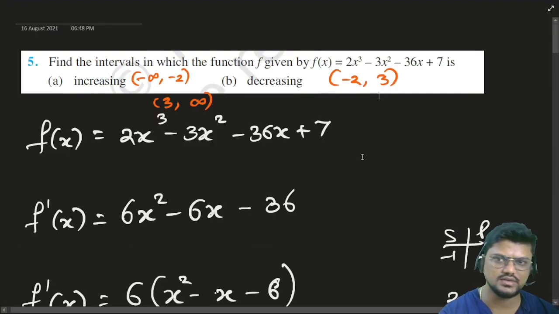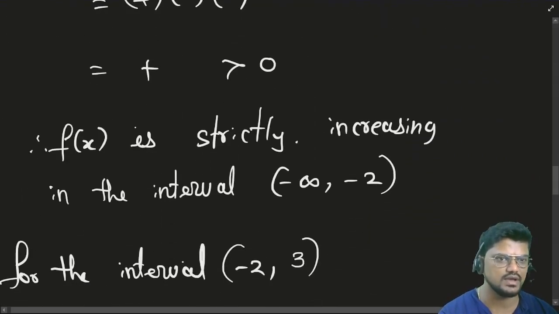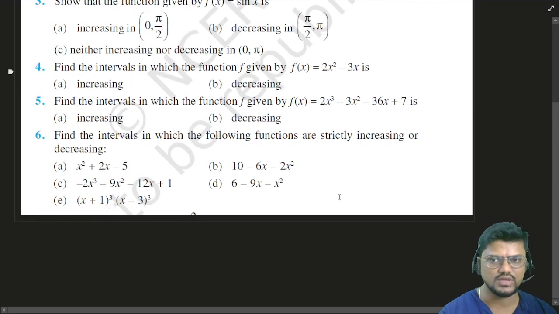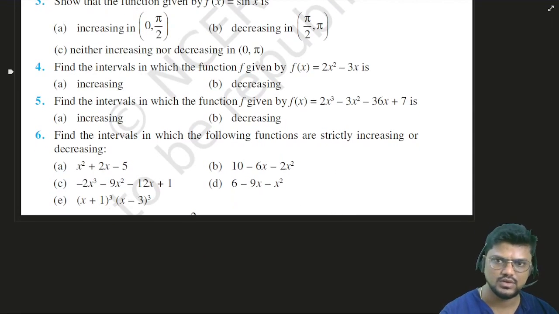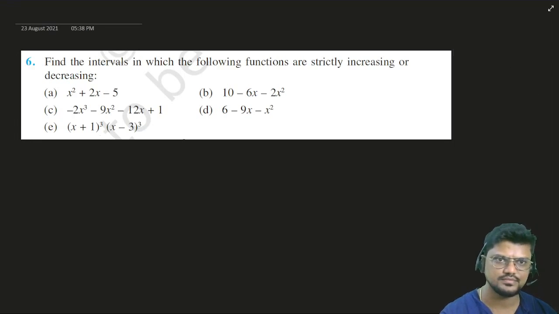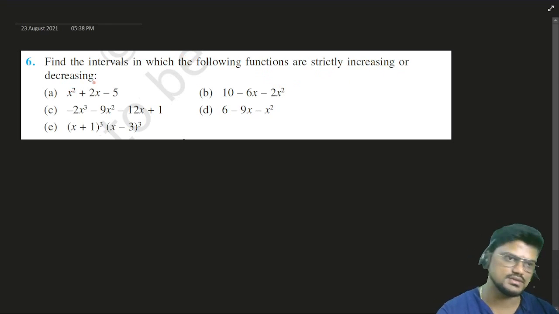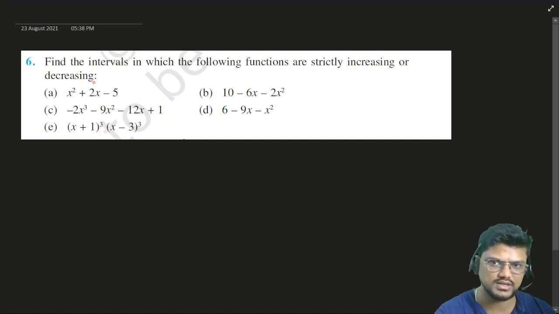Chalo, in the last class, we have done up to question number 5, how to identify whether the given function is increasing, decreasing. We'll continue that part. Now, in the sixth question, what is given? Find the intervals in which the following functions are strictly increasing or decreasing. We need to find in which intervals the given function is increasing or decreasing.